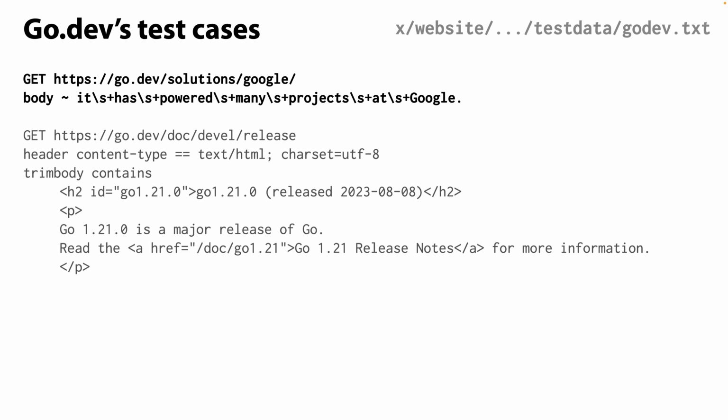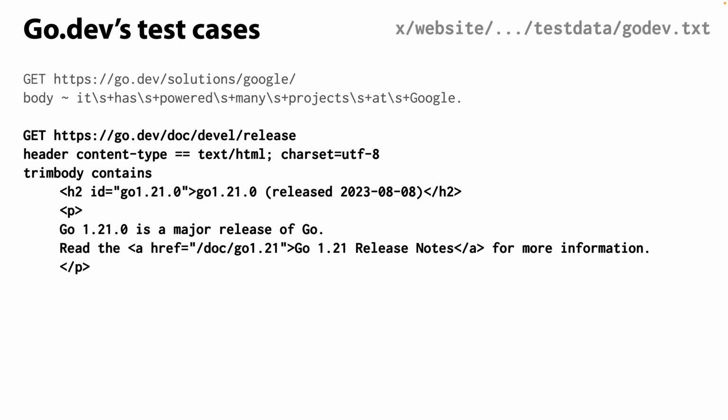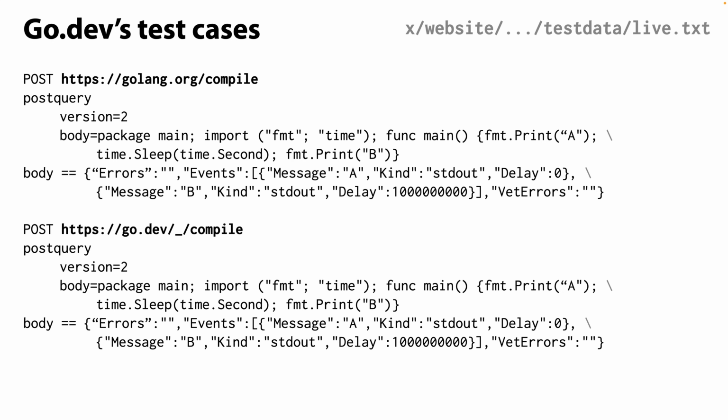Here's another example. This one uses the regular expression matching operator tilde and the \s+ syntax to make sure that the page has the right text no matter how many spaces are between the words. That got a little bit old, so we added a new field named trimBody that is the body with all runs of spaces replaced by a single space. This example also shows that the value can be supplied as multiple indented lines to make multi-line matches easier.